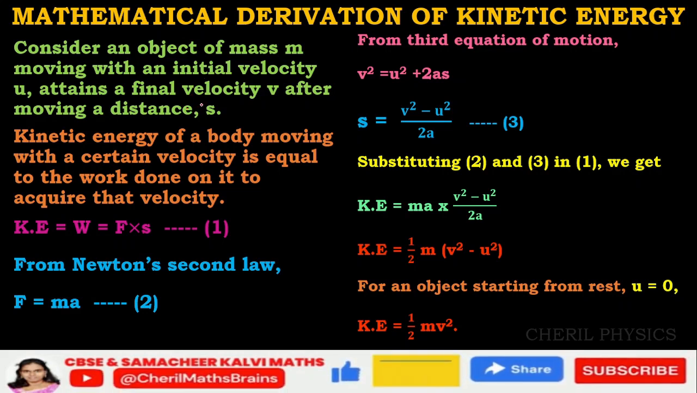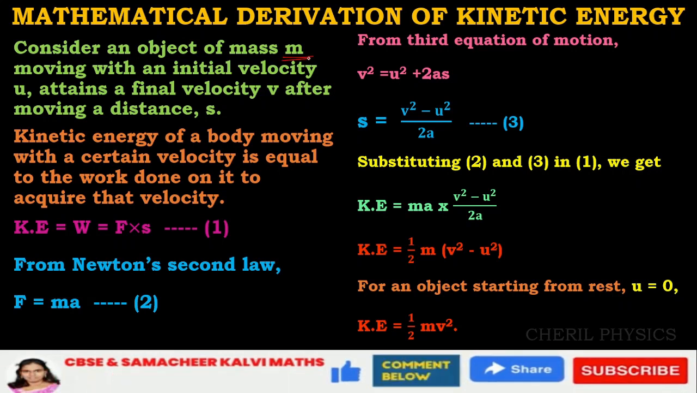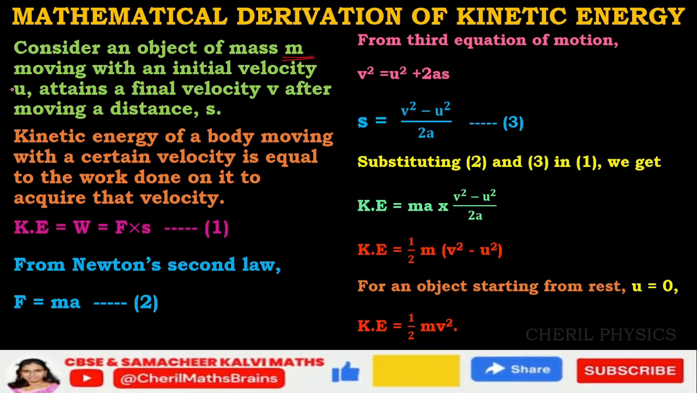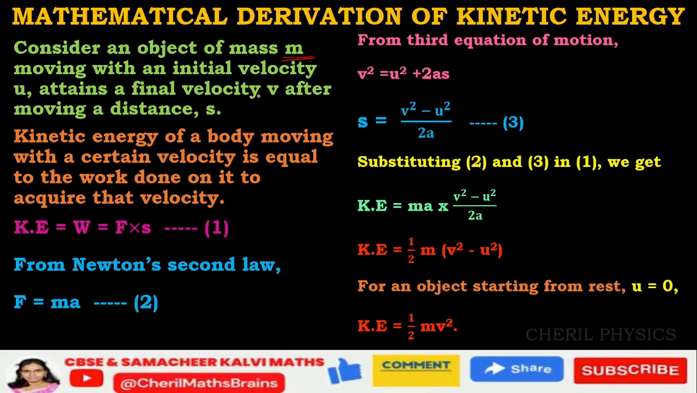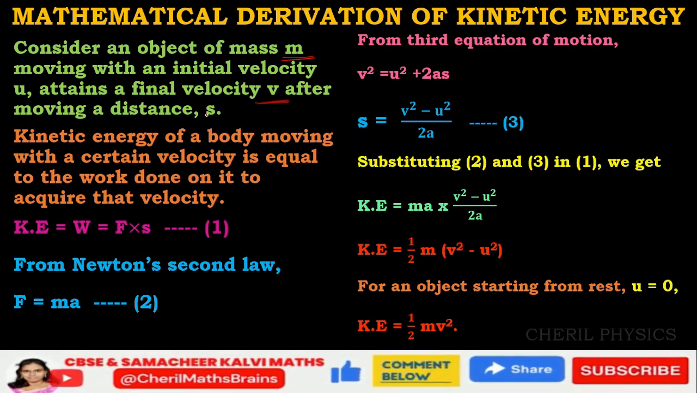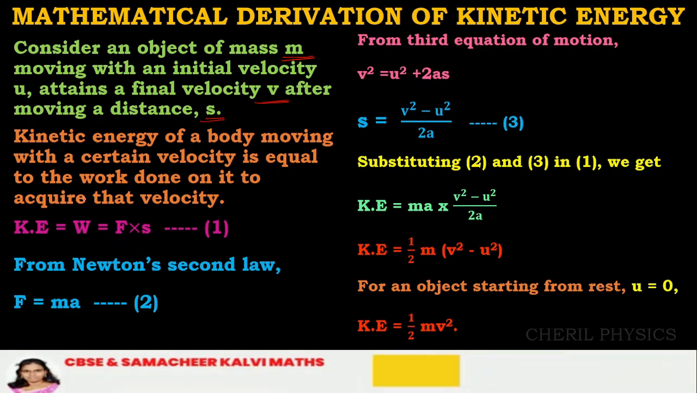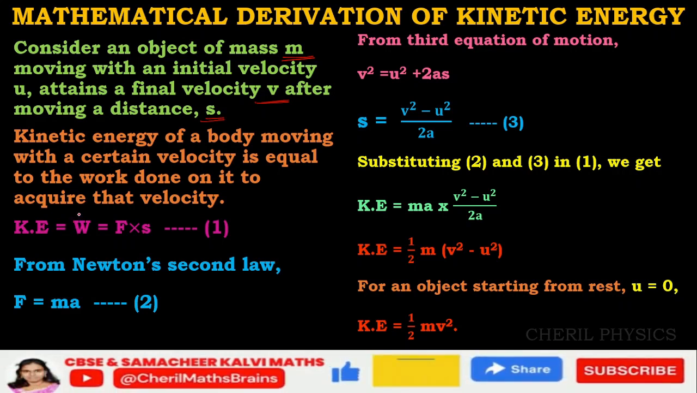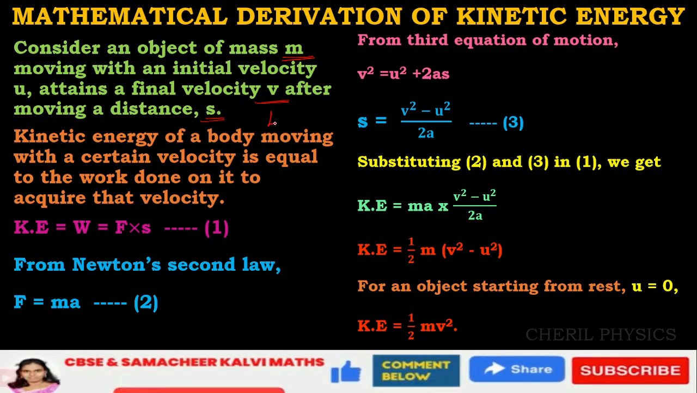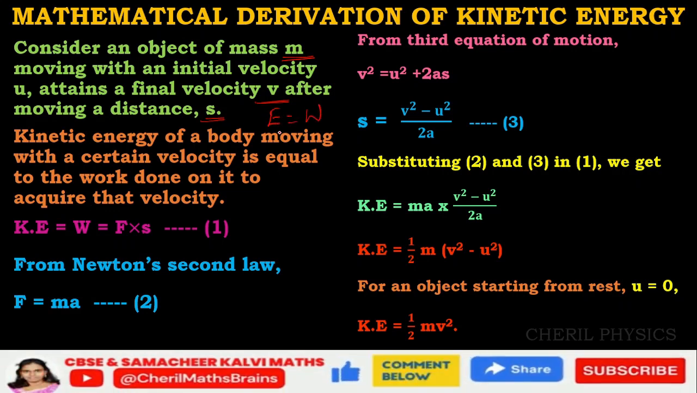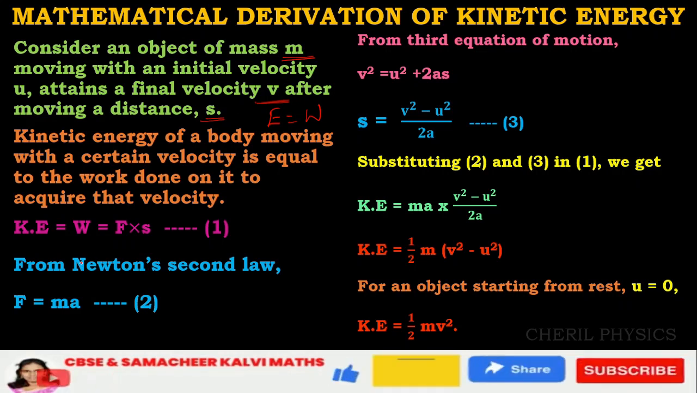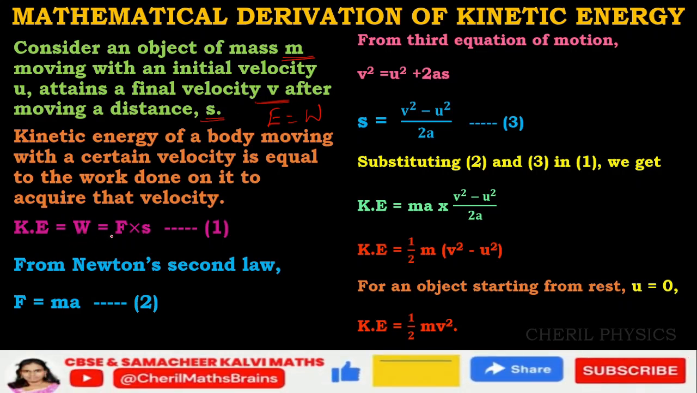Next we are going to see the mathematical derivation of kinetic energy. To do this, we are considering an object of mass m moving with an initial velocity u, and it is going to attain a final velocity v after moving through a distance s. So we know what kinetic energy is. Kinetic energy is nothing but the work done on it to acquire that velocity. As I told you in the previous videos, energy and work done are the same. So energy can be written as W, which is force into displacement.